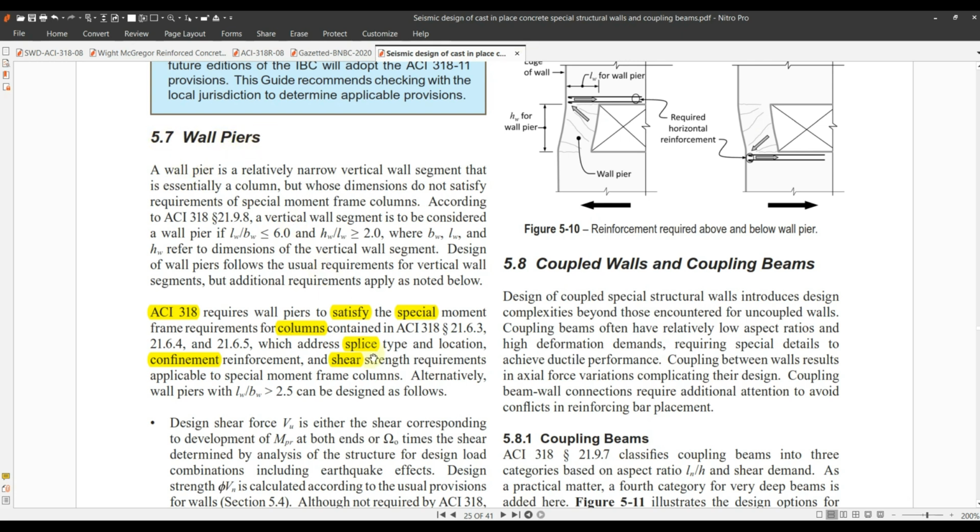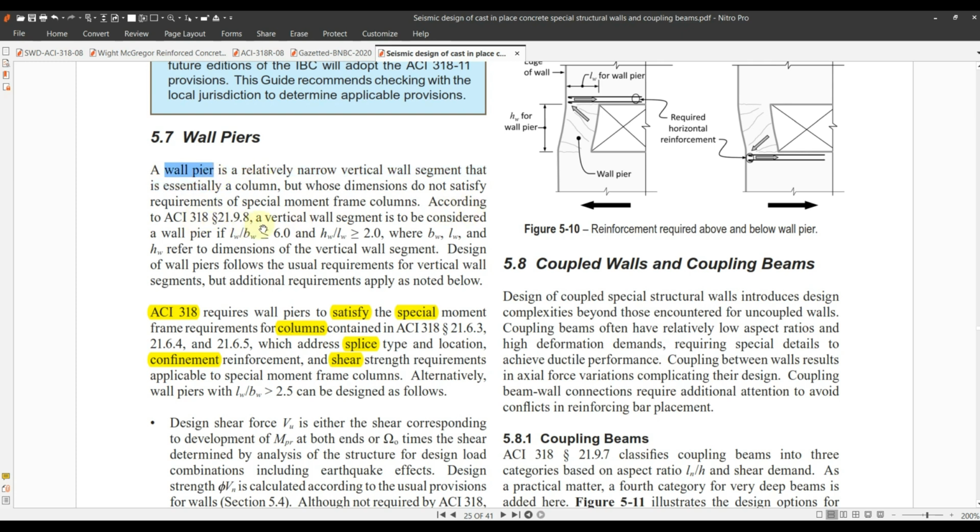The code says, and NEHRP has documented the code guideline here, that a wall pier is a relatively narrow vertical wall segment that is essentially a column. So wall and wall pier are different. A wall is a very long member, and a wall pier is not that long, but its dimensions do not satisfy requirements of special moment frame columns. It means for special moment frame columns, the dimension ratio should be less than 2.5. So wall pier dimension ratio is greater than 2.5.